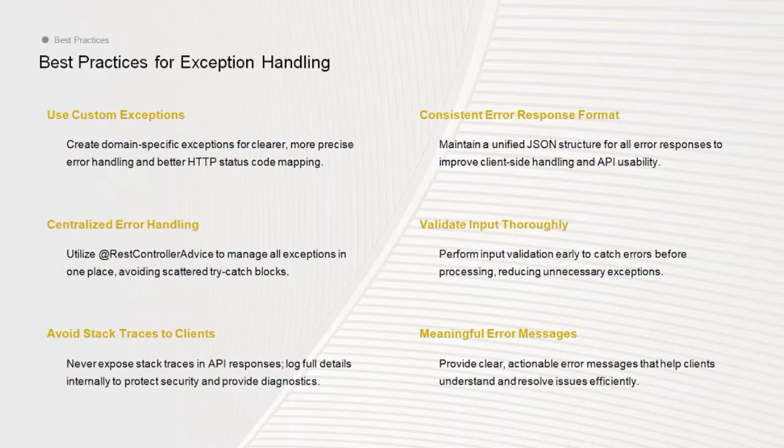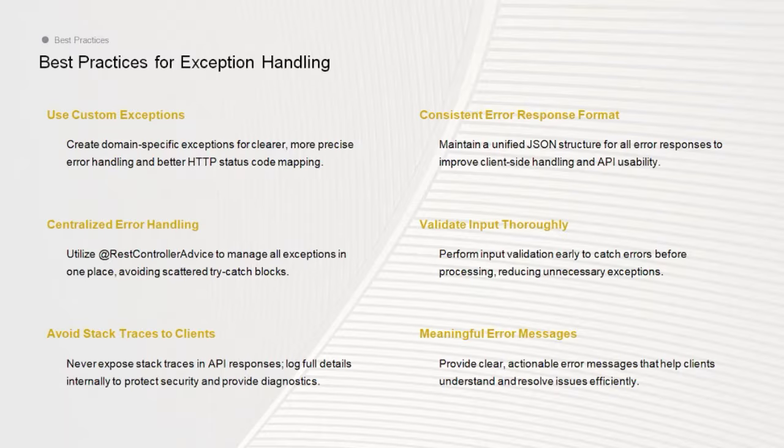Best practices for exception handling: use custom exceptions; create domain-specific exceptions for clearer, more precise error handling and better HTTP codes. Centralize error handling: use a global exception mechanism so that there is a centralized framework where you can handle your exceptions, like using @RestControllerAdvice. Avoid stack traces to clients: never expose the actual stack trace; you can log those, but you should never show them to the customer.